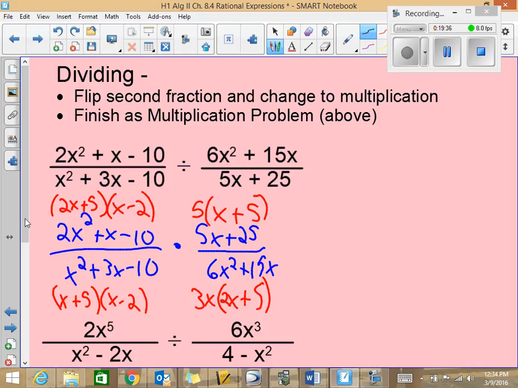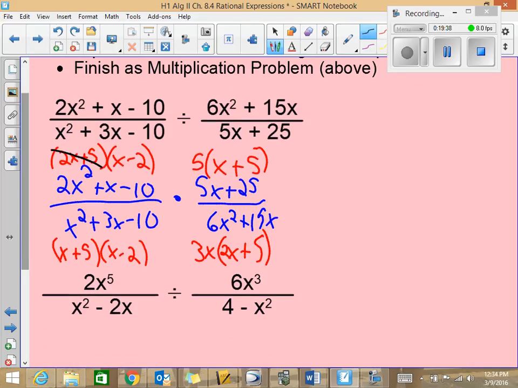All right, so 2x plus 5, 2x plus 5, x minus 2, x minus 2, x plus 5, x plus 5. Anything else? So final answer is 5 over 3.